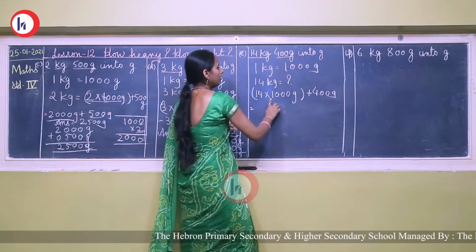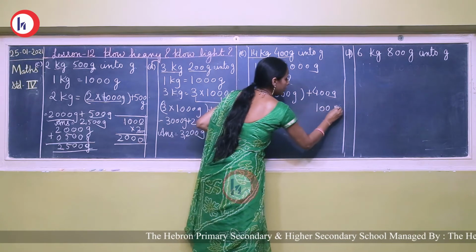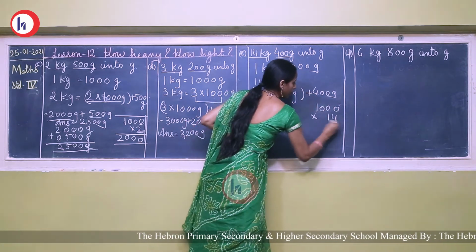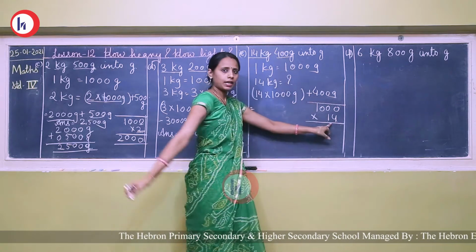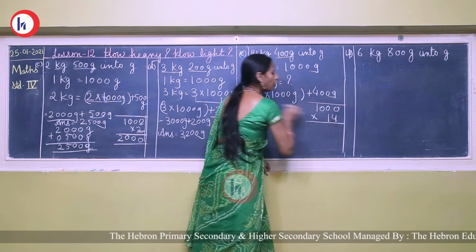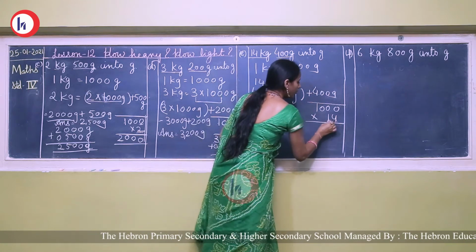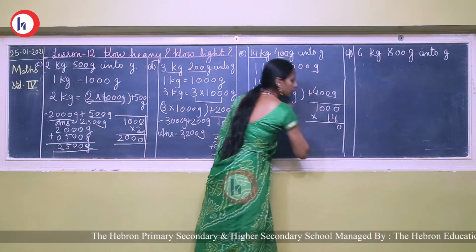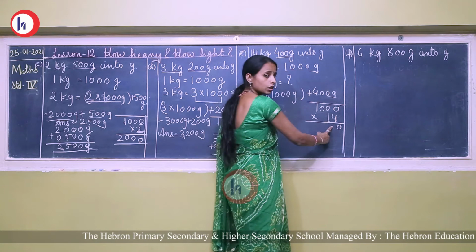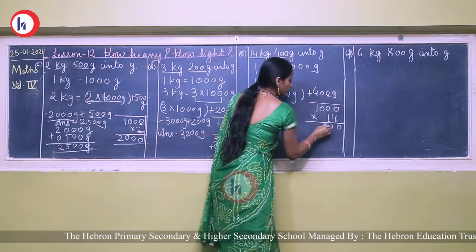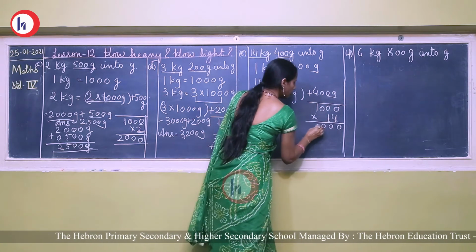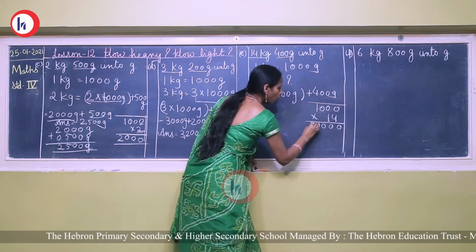Now, okay, we'll multiply 1000 by 14. Okay, so here 2 digits are there. So first we will start from the ones place, and when we start from the tens place, first put the 0. 1 multiplied by 0, 0. Then 1 multiplied by 0, 0. 1 multiplied by 0, 0. And 1 ones are 1.